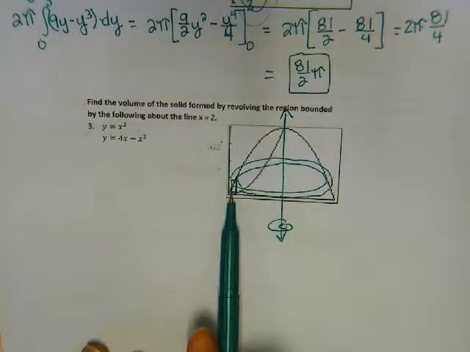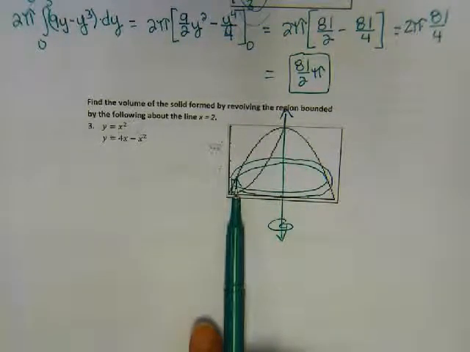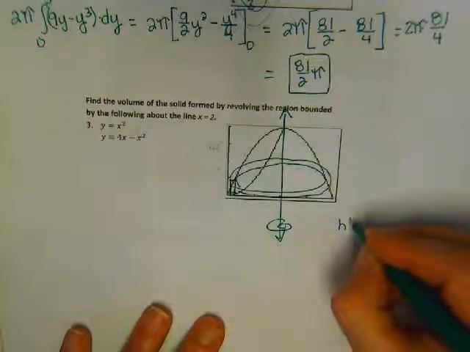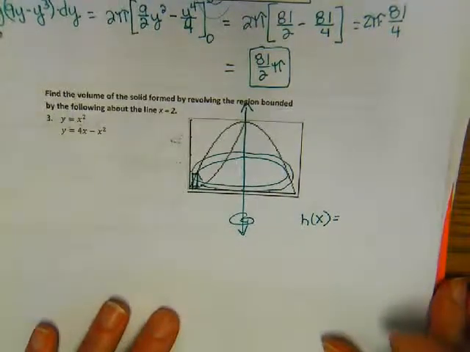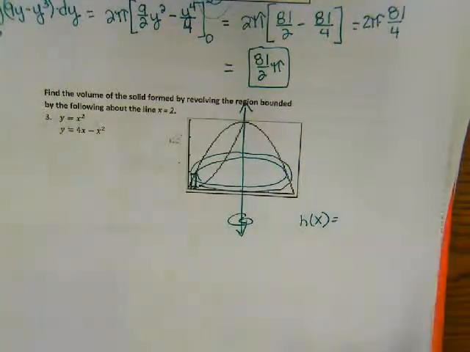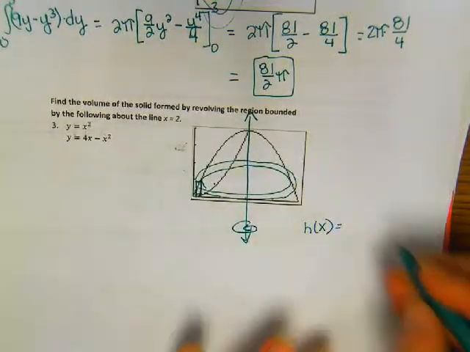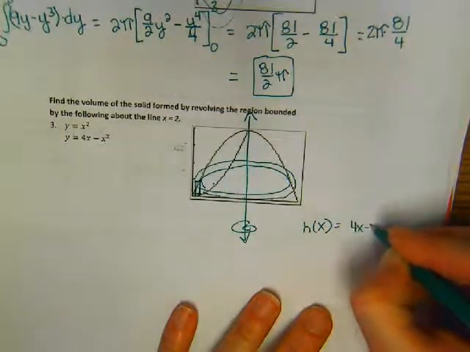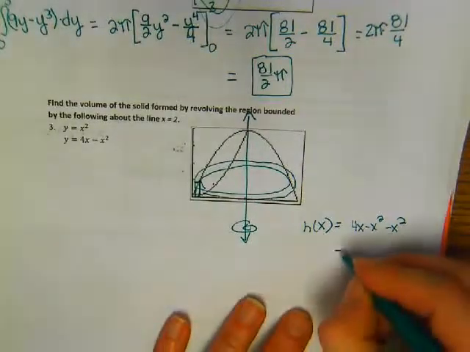The good news is I can leave my functions in terms of x, but how would you describe the height of the shell? 4x minus x squared. Yeah, the height is going to be the higher curve minus the lower curve. Good job. All right, 4x minus x squared minus x squared. So 4x minus 2x squared.